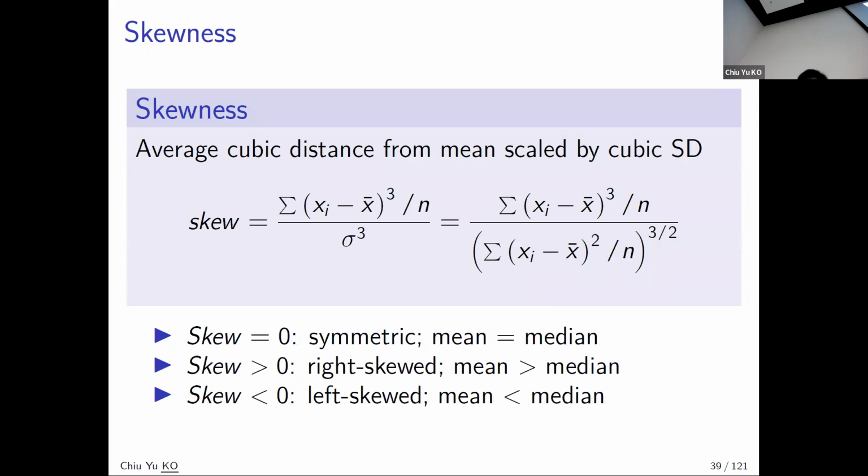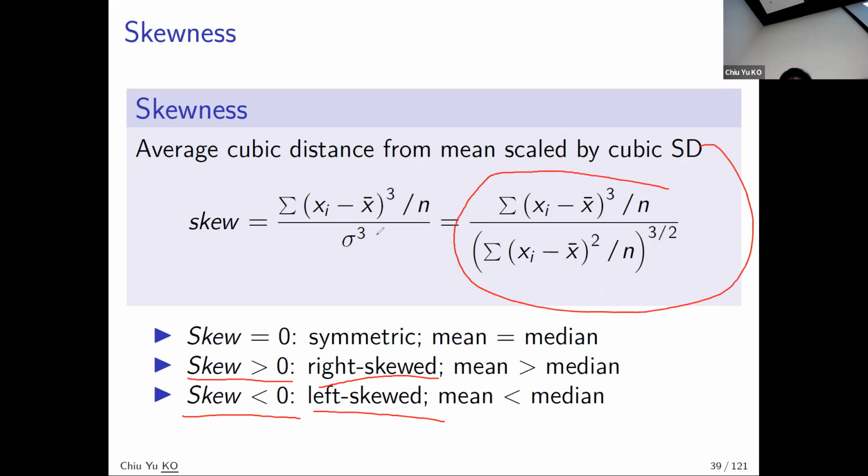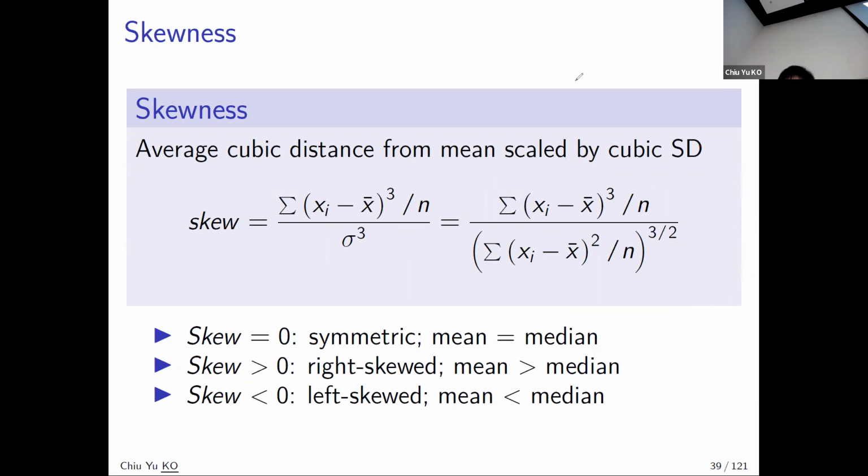So what we have here is what we call right skew and left skew. That's how we define it based on the skew. And this is the skew formula when you write down the sigma. So this is how you do the calculation. Is that okay for this slide? Okay.